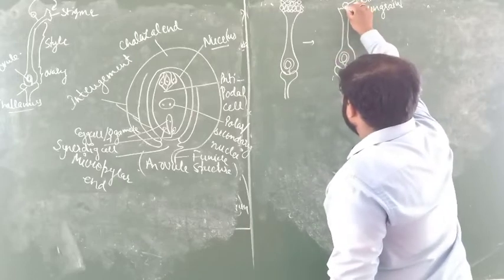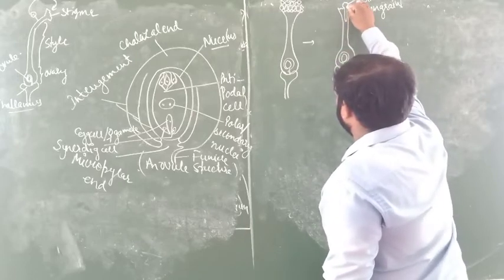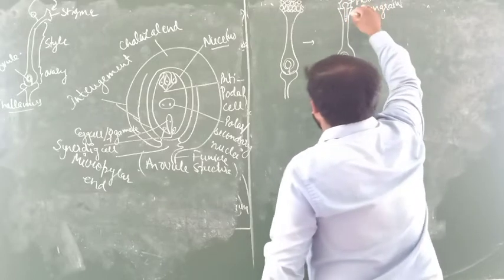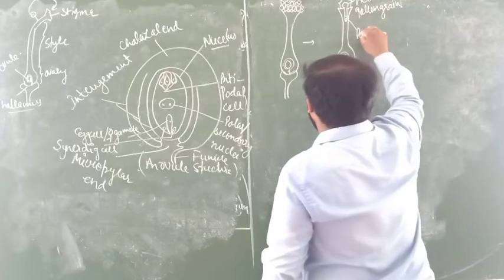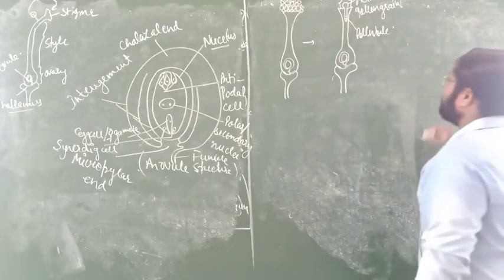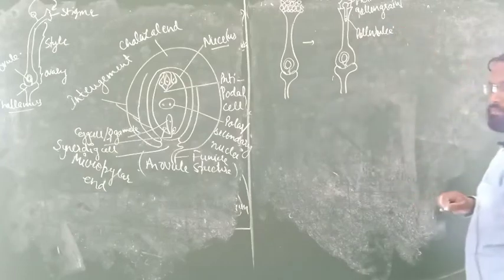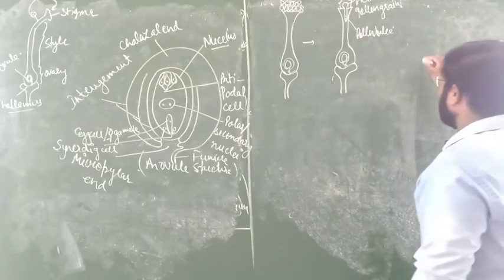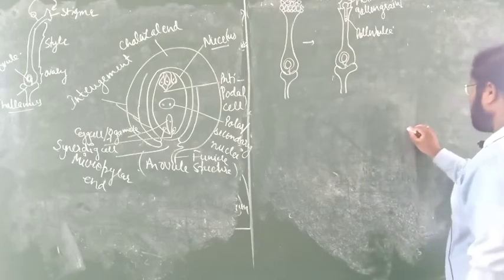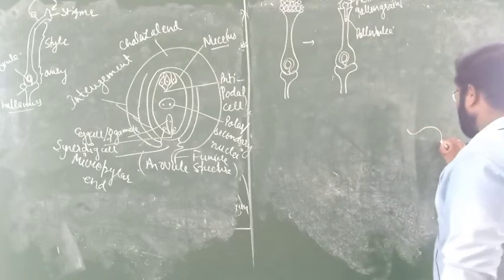That pollen grain forms a pollen tube. Later we will discuss the pollen tube. This is the formation of the pollen tube. Now next, that is a big diagram. I am going to draw it because that one is the most important diagram.